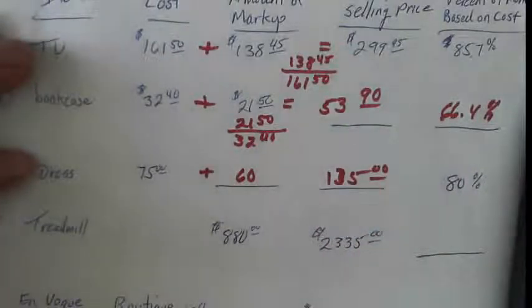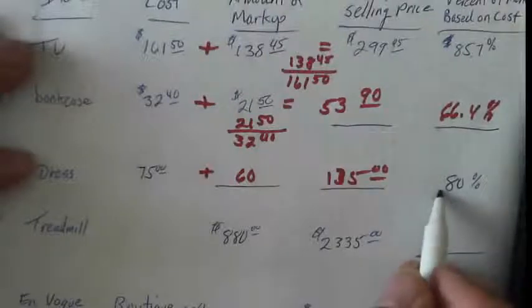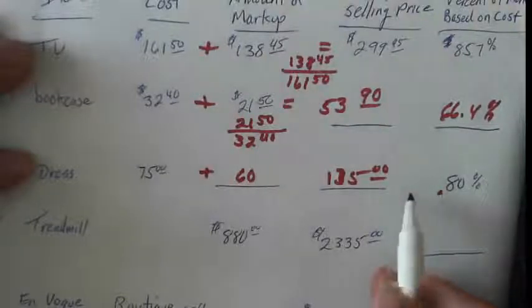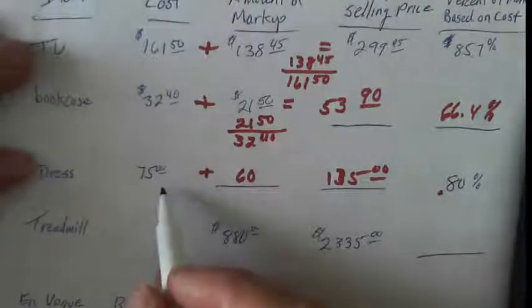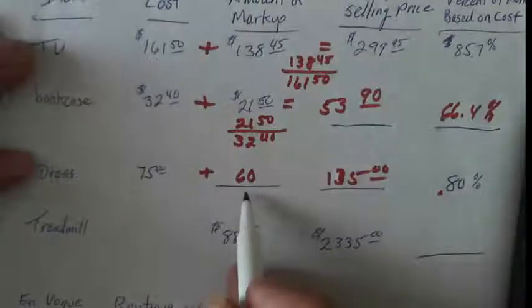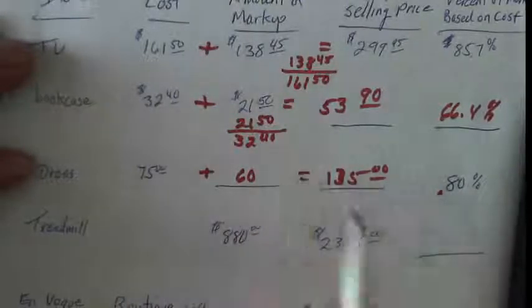Pretty straightforward. So just change the percent to a decimal as what we've done before, right? Move it over 2 spots and then multiply. Okay? And that gives you your markup. And then you just add them together.